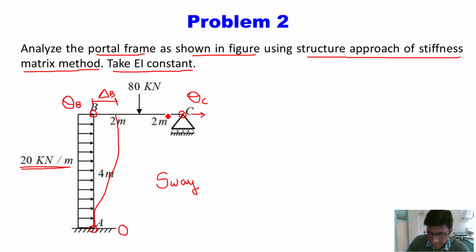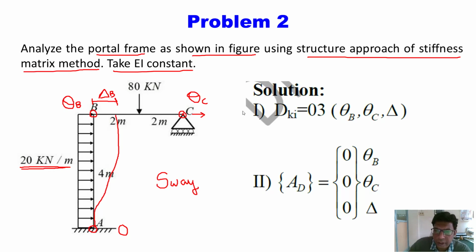So DKI of this frame is 3. First unknown we have assumed theta B. Second unknown we have assumed theta C. And third unknown we have assumed delta, which is lateral displacement of point B.